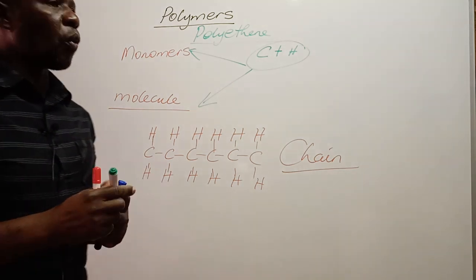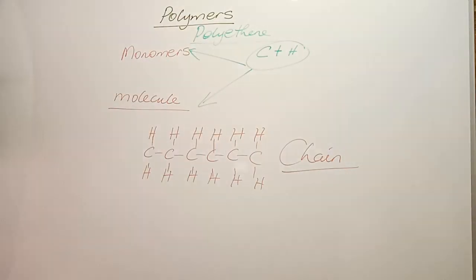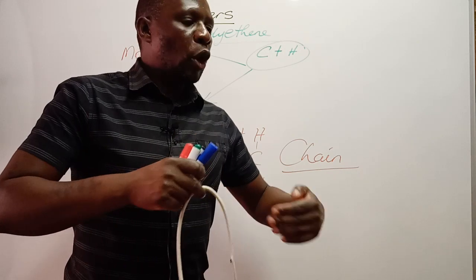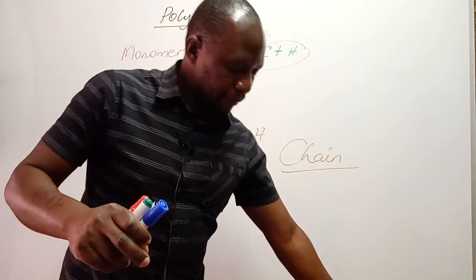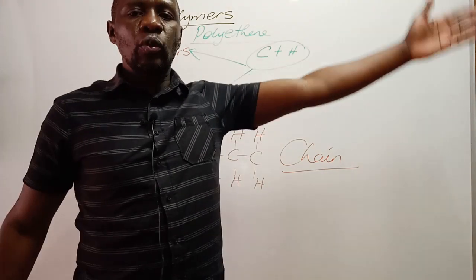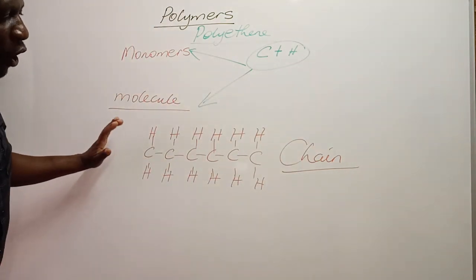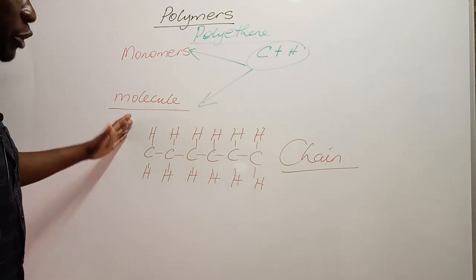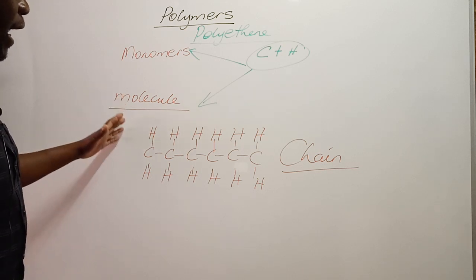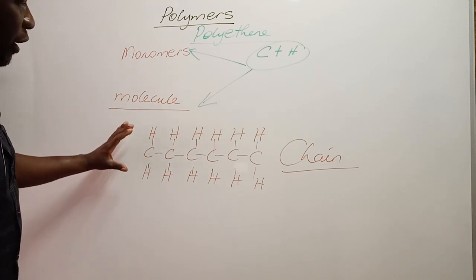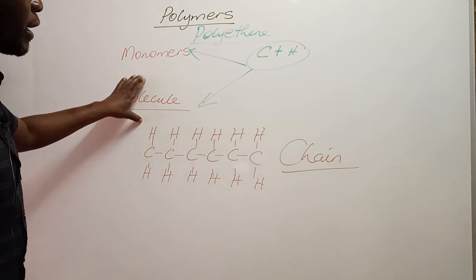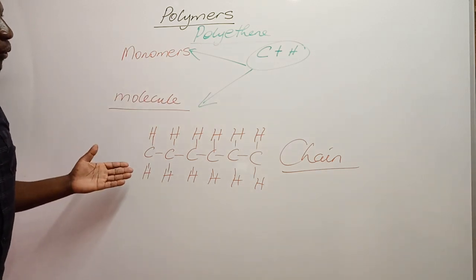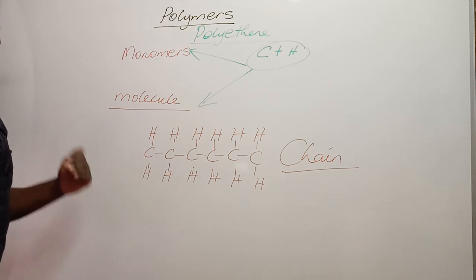And this is the reason why plastic pipes and insulators become very long continuous pipes. It is because of this joining of the molecules of carbon and hydrogen. Carbon and hydrogen are the elements that form up the molecules that make polyethylene. So this is how polymers are formed.